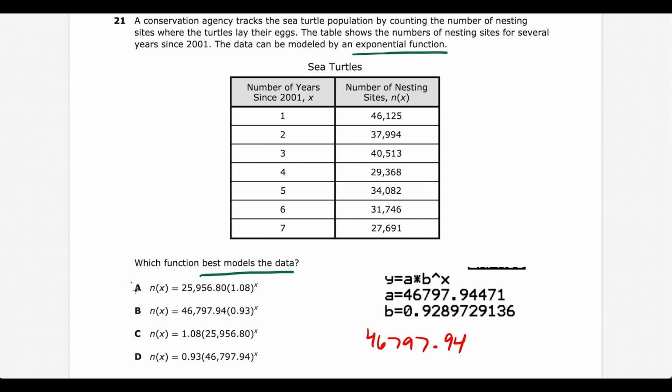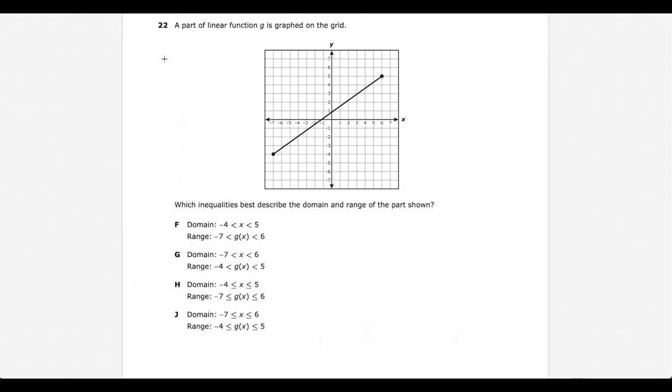And right away, that's looking like it's matching up with choice B here. And then the base of our exponent, our B value, is 0.93 if we round, to the x power. So n of x here could be modeled by this function. Definitely choice B.